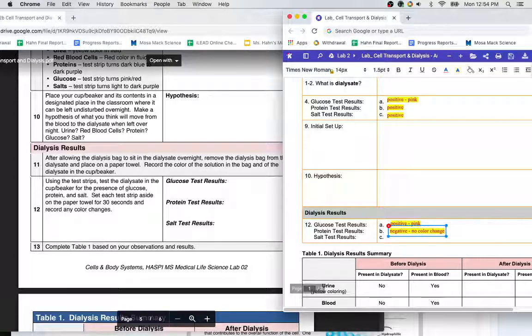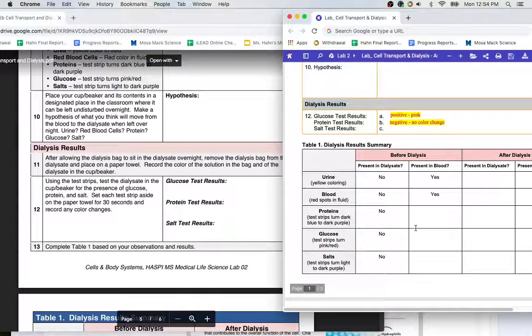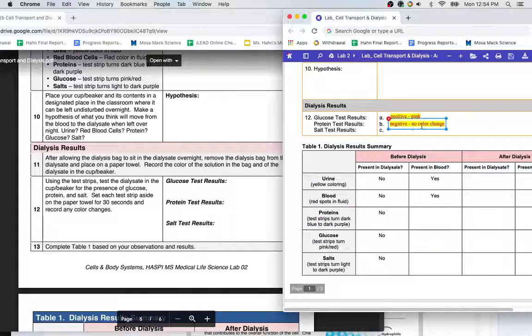It's hard to really say because the strip is purple, so I'm not really sure why. I guess it's supposed to turn dark purple, but when purple turns wet, it does look dark purple, so that is a little confusing. So I'm going to go ahead and let you know that the protein did not move into the dialysate. The protein stayed in the blood bag.